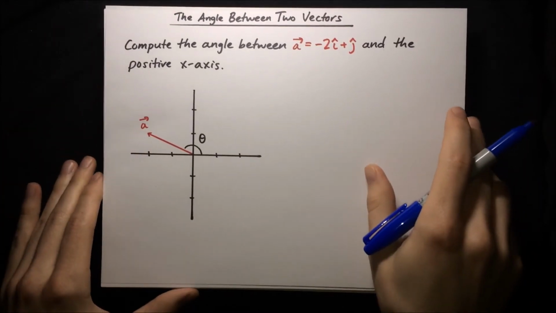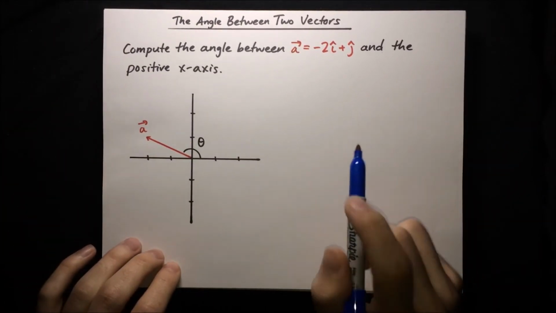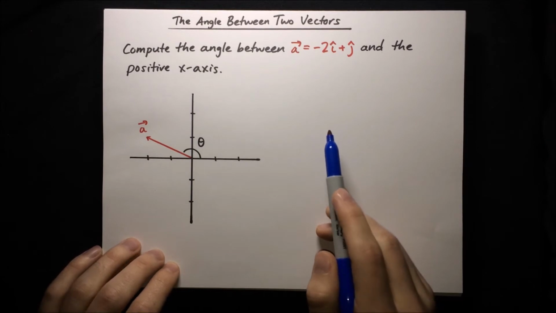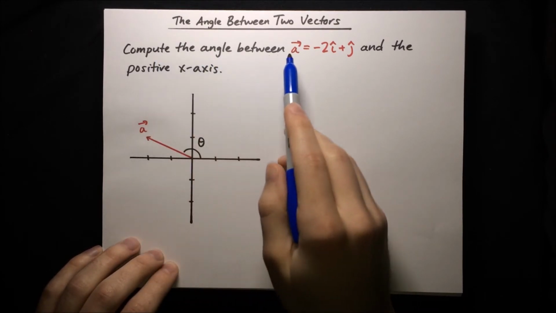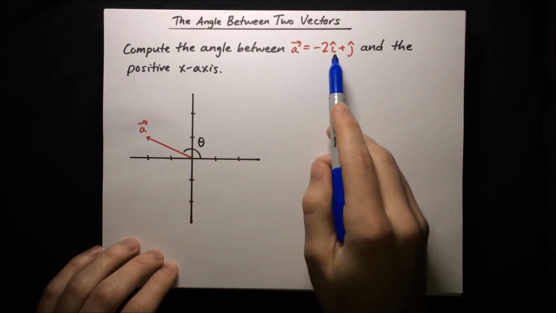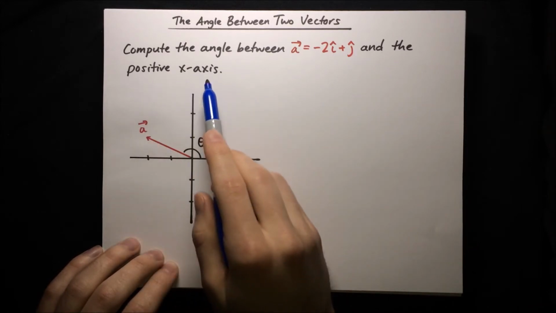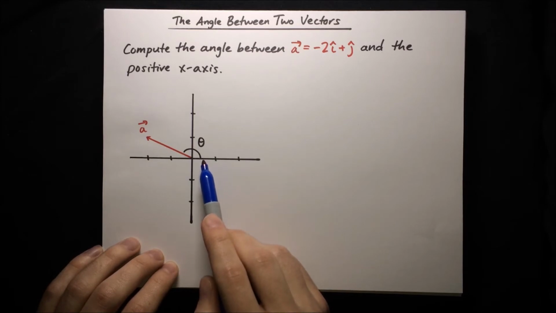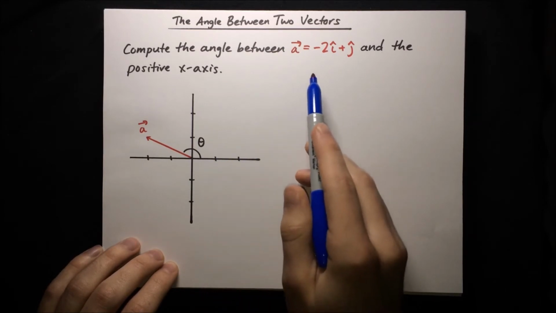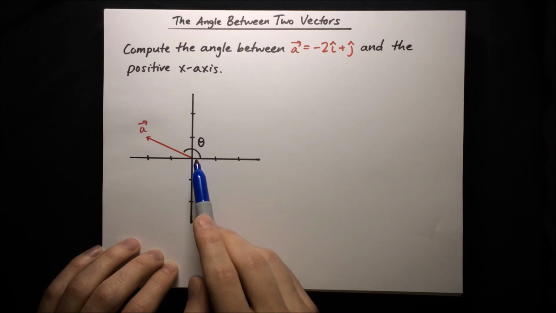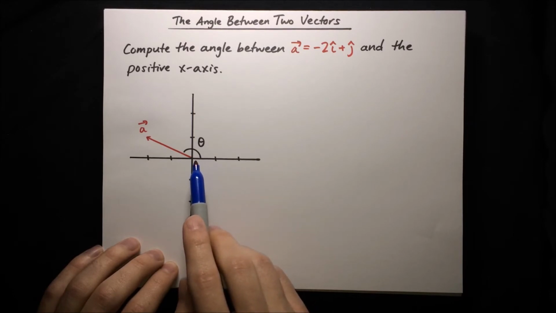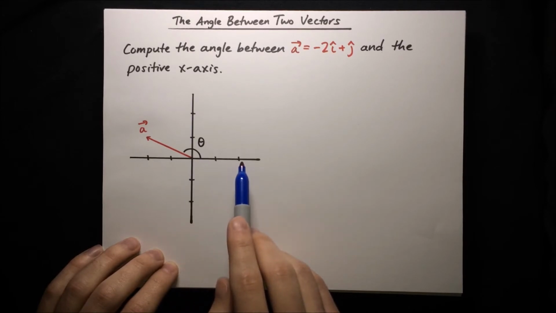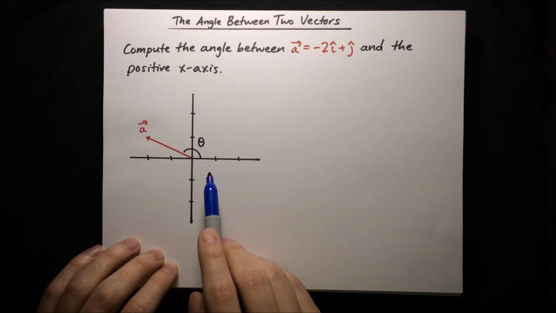Plugging vectors into our angle formula is pretty straightforward, so here's an example that mixes it up a little bit. We want to compute the angle between a, which is a vector negative 2i plus j, and the positive x-axis. So we want this angle here. But how do we do this if we don't have another vector? We've got a, that's a vector, but then we want to compute the angle relative to the positive x-axis. Well, we can choose a vector that's parallel to the positive x-axis, and that'll give us the same angle. So why don't we do that?